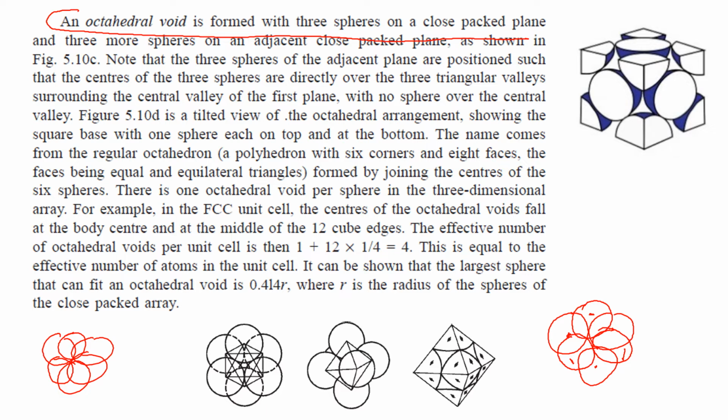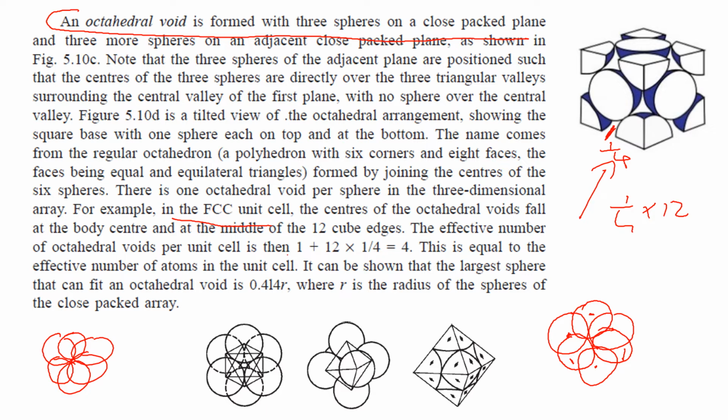There is one octahedral void per sphere in the 3-dimensional array. For example, consider an FCC unit cell. It consists of 12 edges. Here is one void, so actually 1/4 of that void belongs to that unit cell. Such 12 edges are there, so 1/4 times 12 voids.